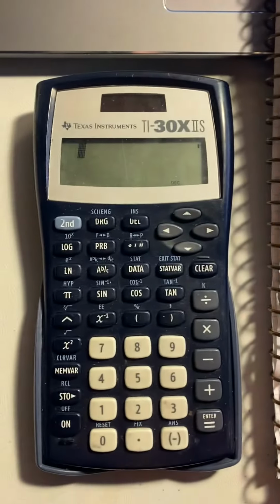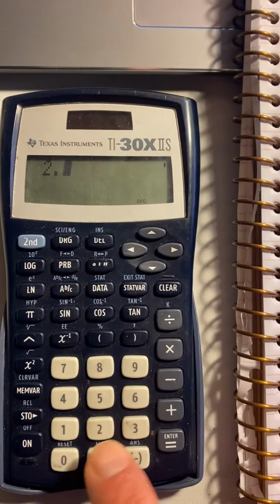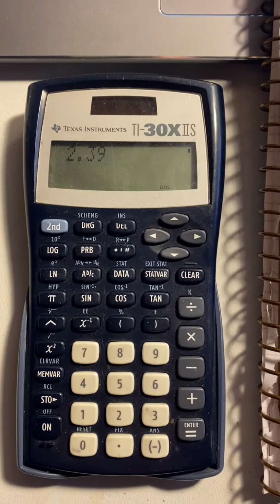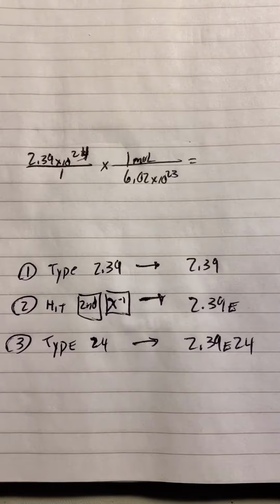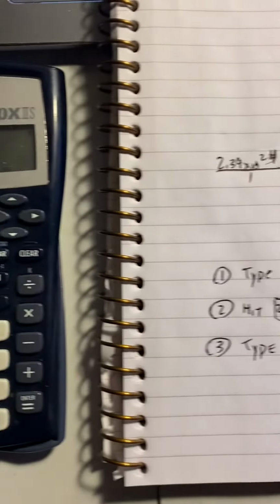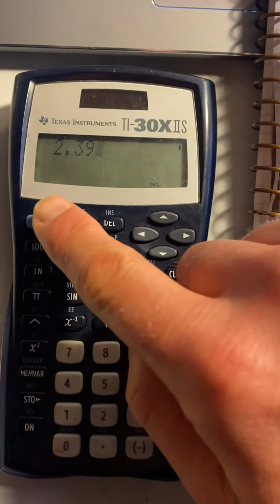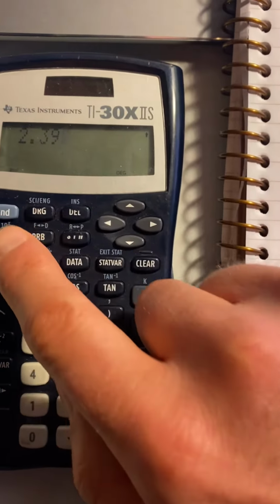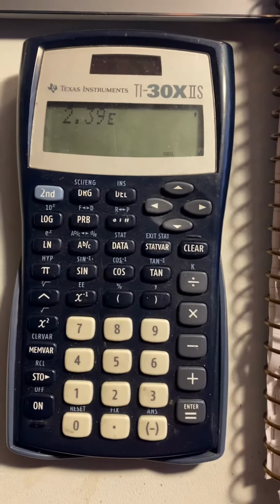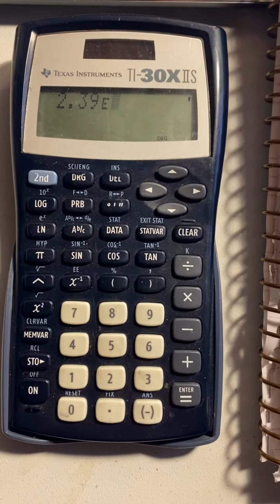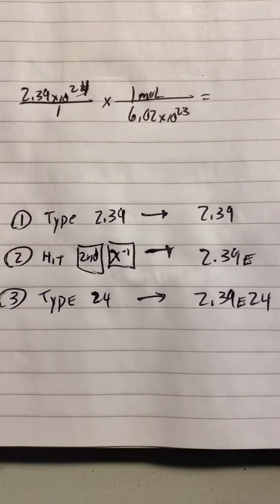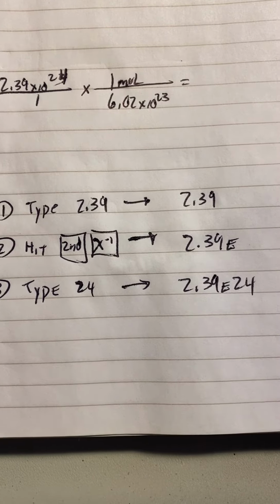So when I go to my calculator, I type 2.39. And at this point, what I'm going to do next, according to my steps I've written over here, is to hit the second key and the X minus 1 key. Now the second key is located way up here at the top, and then the X minus 1 key is right above the 7. And that gives me an E, which is calculator language for times 10. So my calculator looks like 2.3 with an E after it.